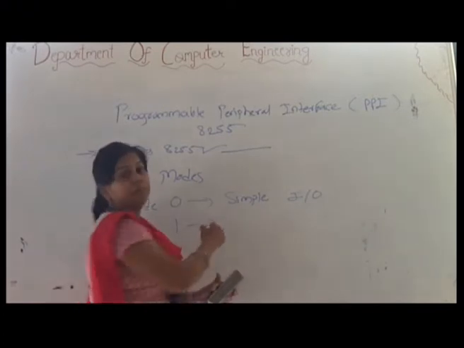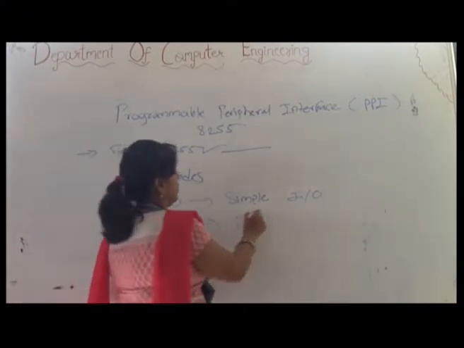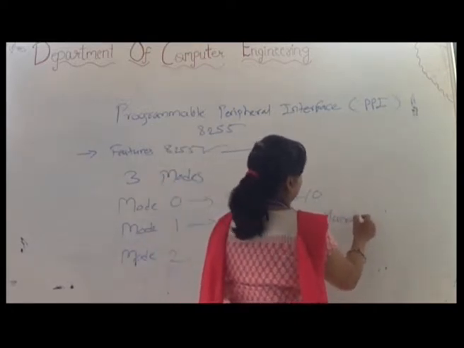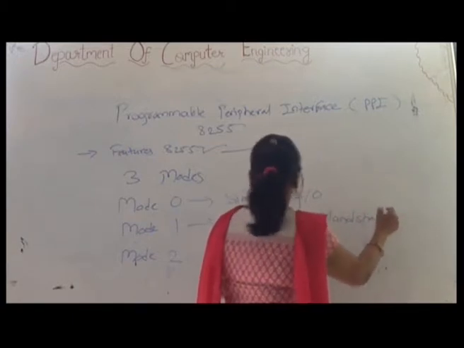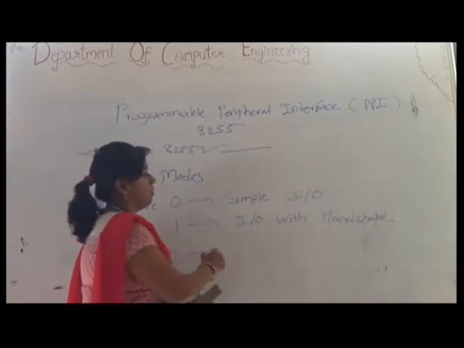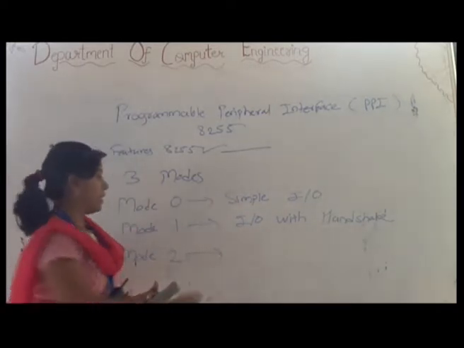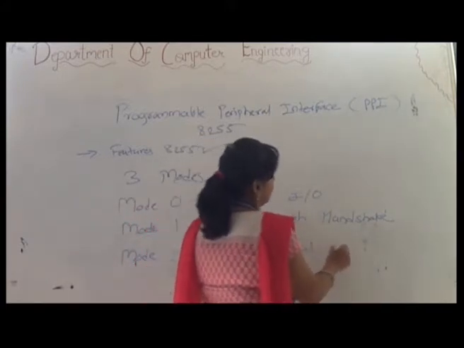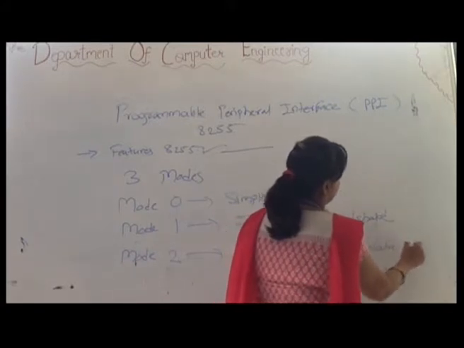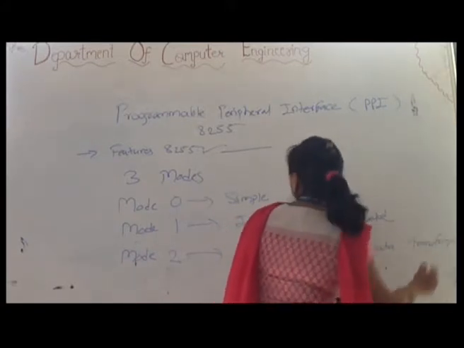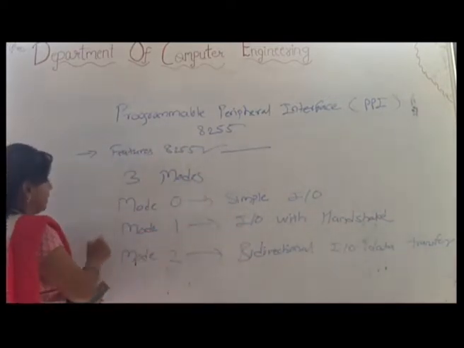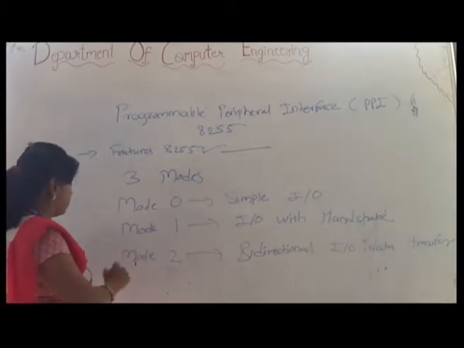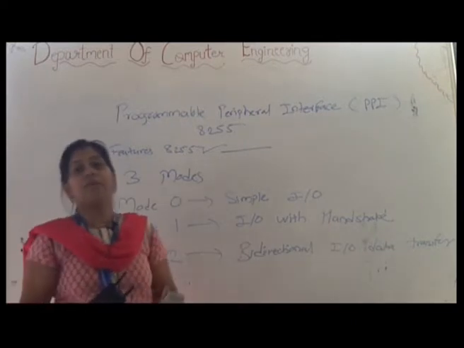The next mode is mode 1. Mode 1 is input output with handshake signal. And the third mode is mode 2. Mode 2 is basically a bidirectional input output data transfer. Okay, these are the three modes. They are arranged in two groups of 12 pins each.